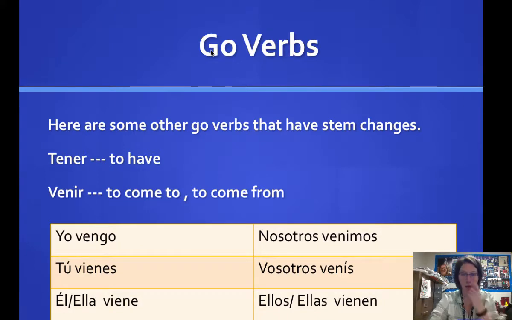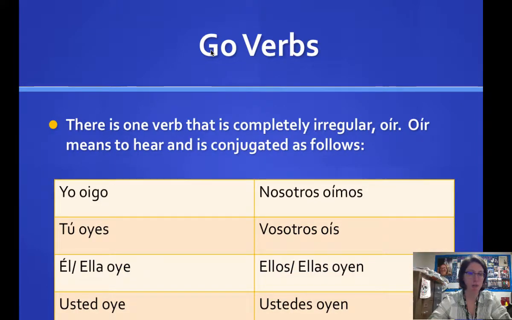The last go verb I want to talk about today is completely irregular, and that's oír. Oír means to hear. And the reason why it's completely irregular is because there's only 3 letters left in it. It's kind of like ir. So this is what it looks like. The yo form is oigo. So kind of like traer and caer, you add the igo instead of just go. Tú oyes, él, ella, usted oye. Nosotros oímos, vosotros oís. Ellos, ellas, ustedes oyen.